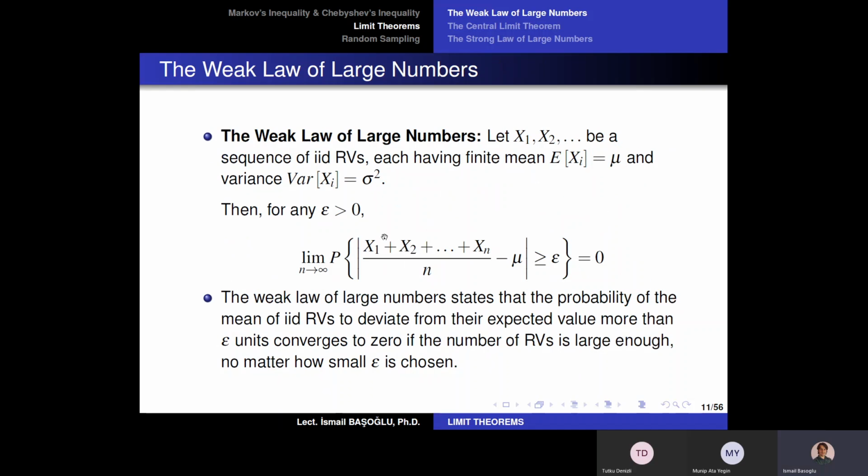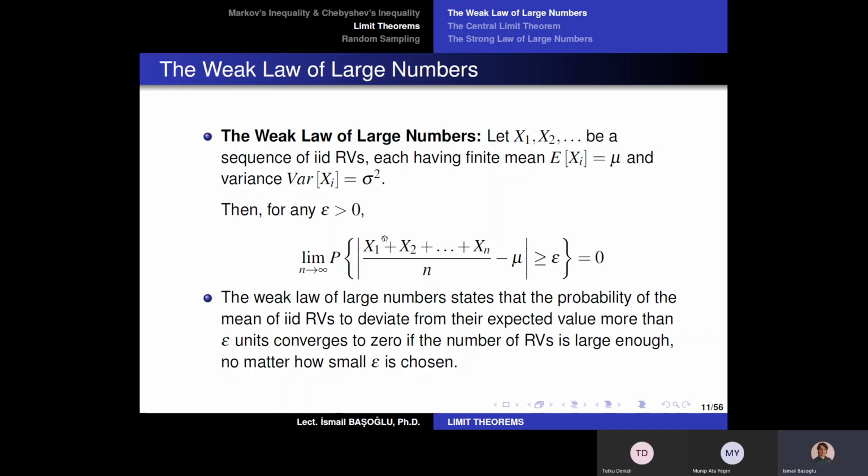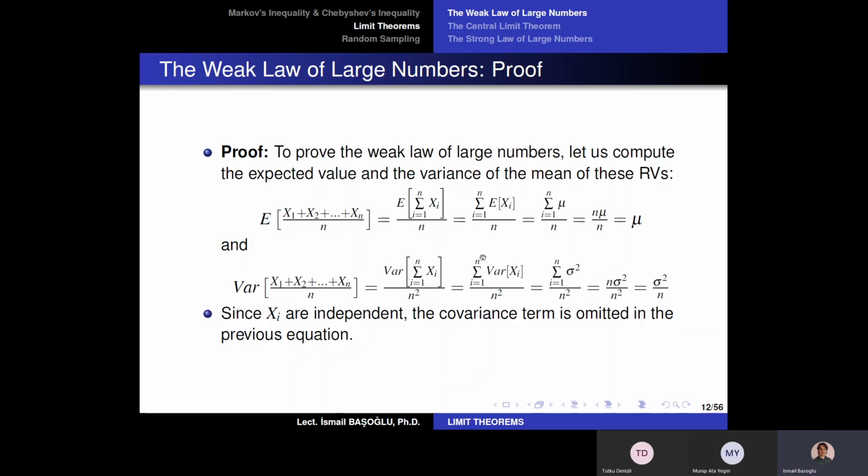Now, the only thing that is random here is that average, the average of n random variables. So let's calculate the theoretical expected value and the theoretical variance of that average, because in order to use Chebyshev's inequality, we need to know the expected value and the variance of that random variable, right? And the random component in the weak law of large numbers is an average of n random variables.